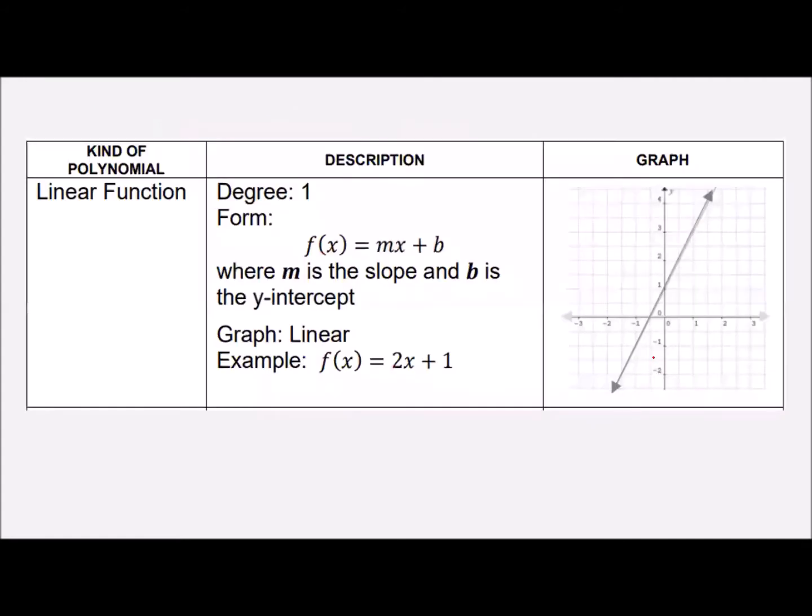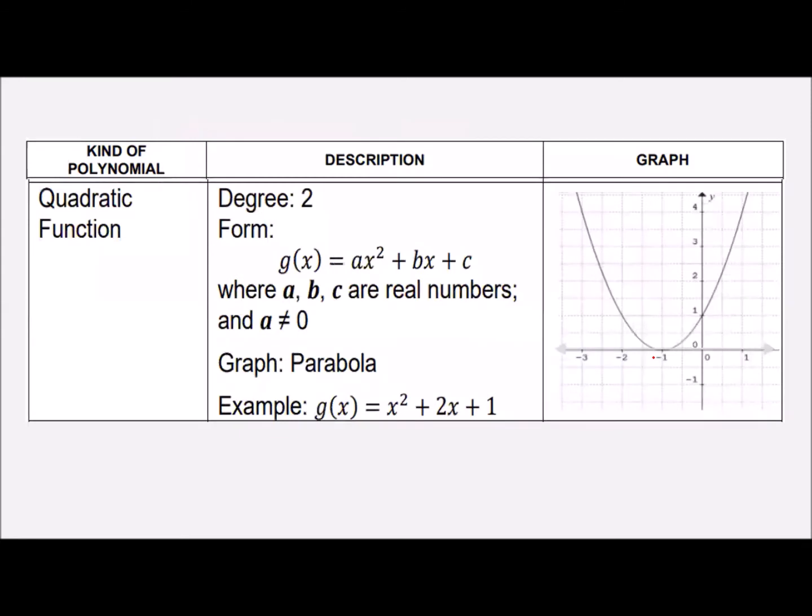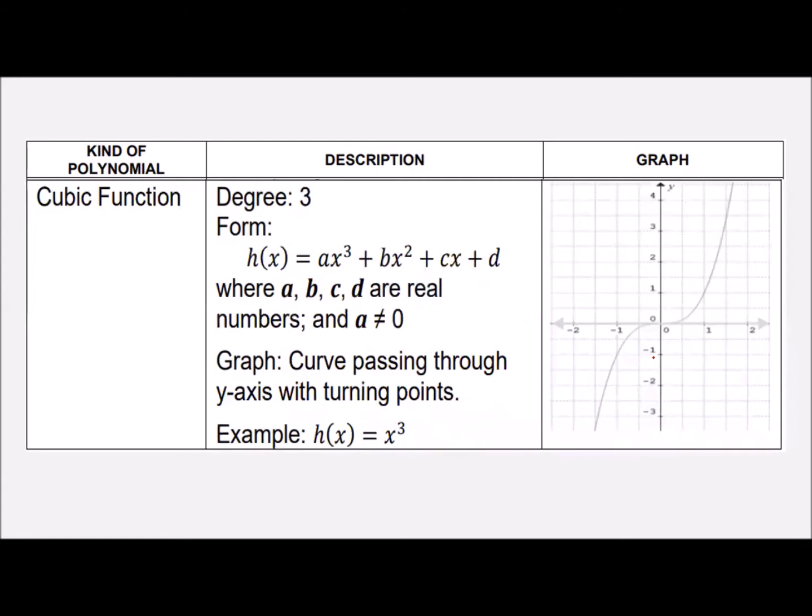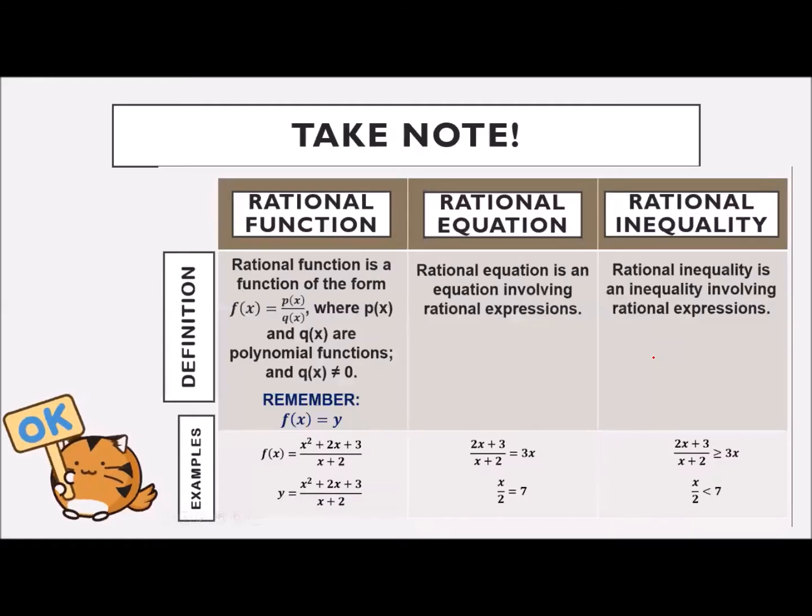I want you to recall as well the different kinds of graphs of a function. For linear, the degree is 1, and it is really just a straight line, which is why it is called linear. It is slanted, and our function there is y is equal to mx plus b. The next one is the quadratic function. The degree is 2, and its graph is shaped like a letter U. And for the cubic, it is like a letter S. The degree is 3. Now, what about the rational function?